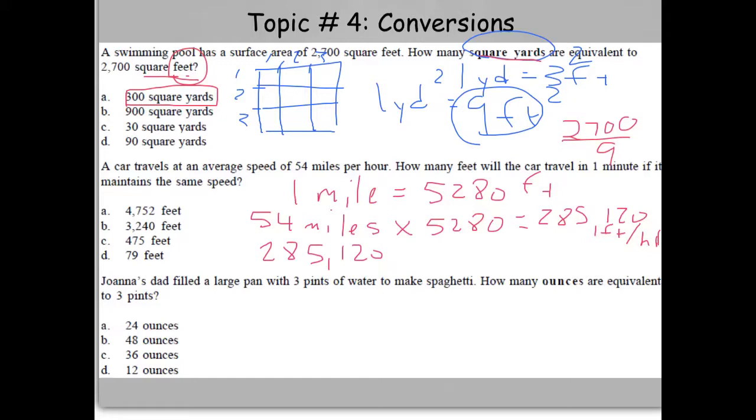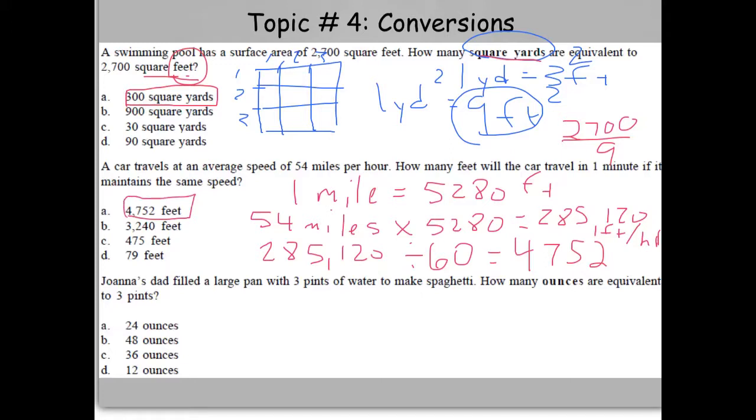Now we just have to figure out how many feet the car travels for 1 minute. So if this is how many per hour, we need to convert this into minutes. And of course the way you do that, there are 60 minutes in an hour. So we are going to divide by 60. And that would give us, what did you get? Did you do it yet? You should. Stay with me. 4,752, which is answer choice A.